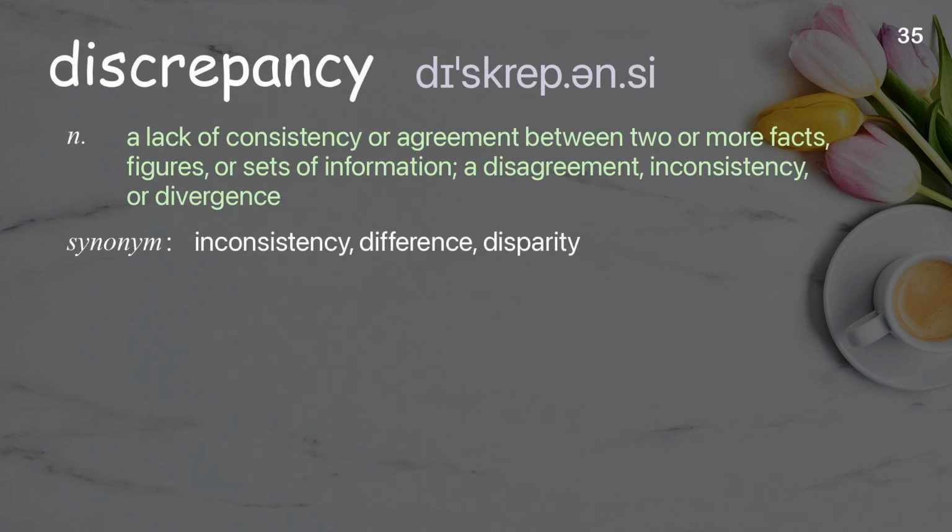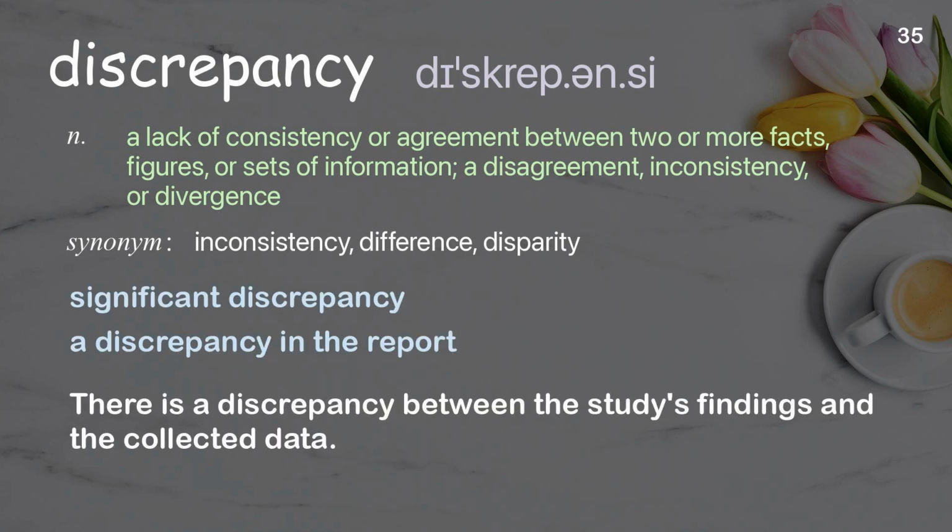Discrepancy. A lack of consistency or agreement between two or more facts, figures, or sets of information; a disagreement, inconsistency, or divergence. Examples: Significant discrepancy. A discrepancy in the report. There is a discrepancy between the study's findings and the collected data.